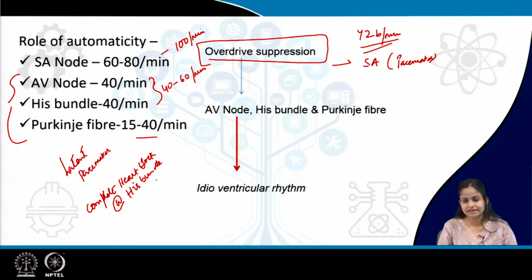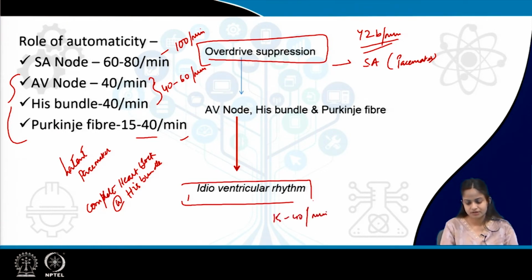So, SA node inhibition is usually removed in cases of heart block or abnormal situations. Like I told you, whenever there is a complete heart block at the level of the His bundle, the ventricles will generate their own rhythm. That rhythm which the ventricle generates, at the rate of 15 to 40 beats per minute, is known as idioventricular rhythm. Normally the question is asked, what is the rate of this idioventricular rhythm, which we had already discussed: it is the Purkinje fibers, and 15 to 40 beats per minute is the rate of the idioventricular rhythm.